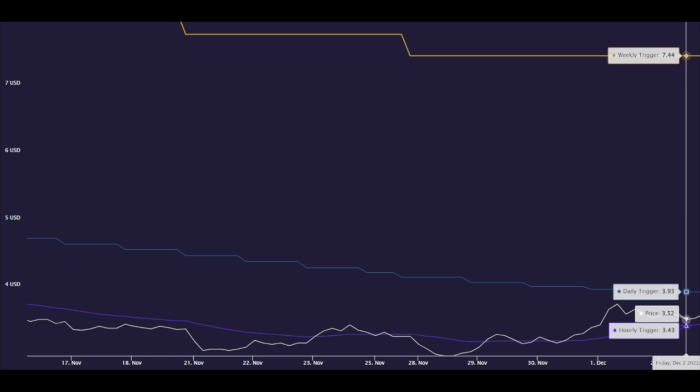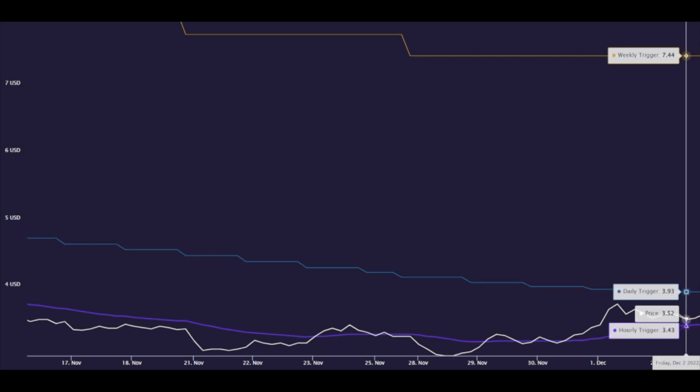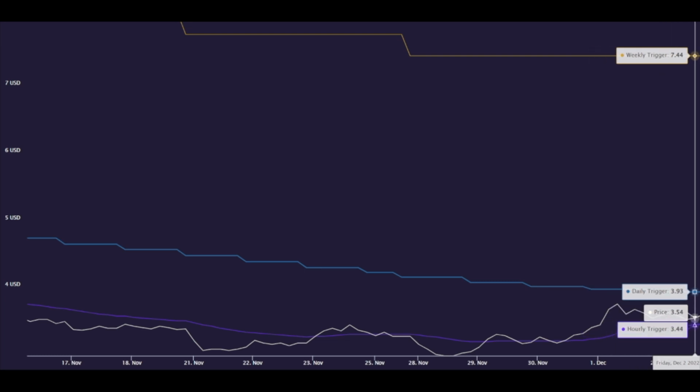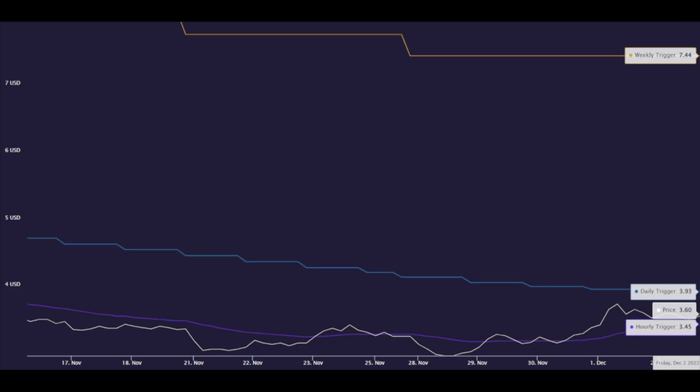The only scenario where we are expecting an attack of the weekly trigger at 744 is if price breaks above the daily trigger, and then it accelerates to the upside. So the daily trigger should act as a strong acceleration level. And then if it accelerates high enough to the upside, then the hourly trigger will cross above the daily trigger. And then that's when we can expect price to fill this air pocket to 744.